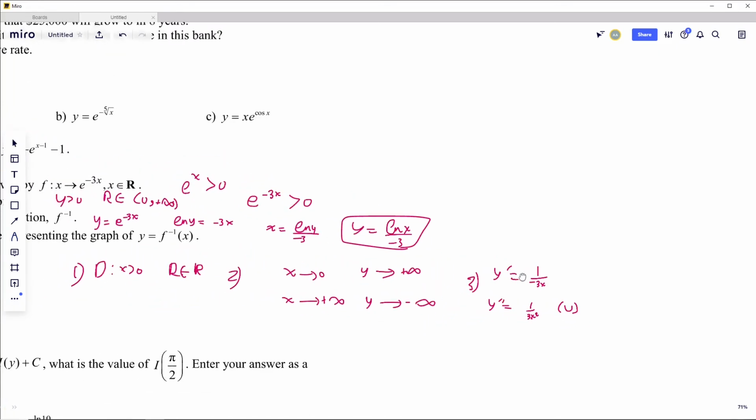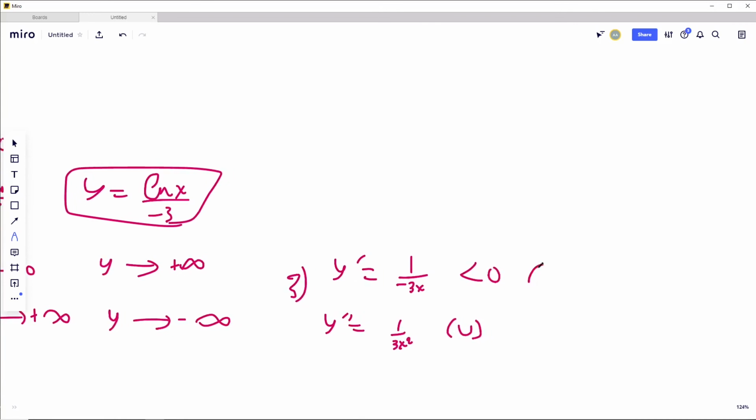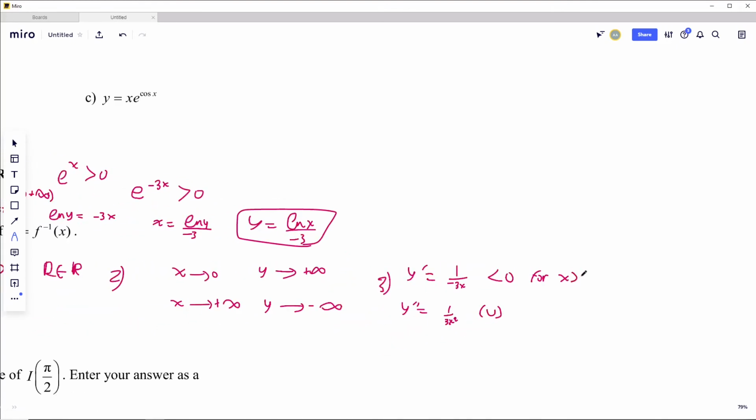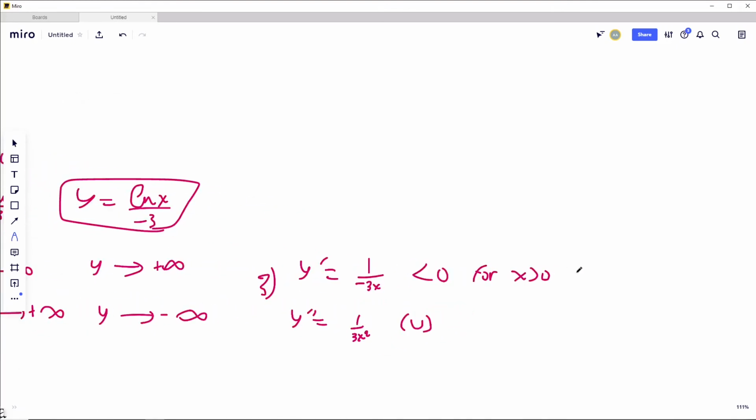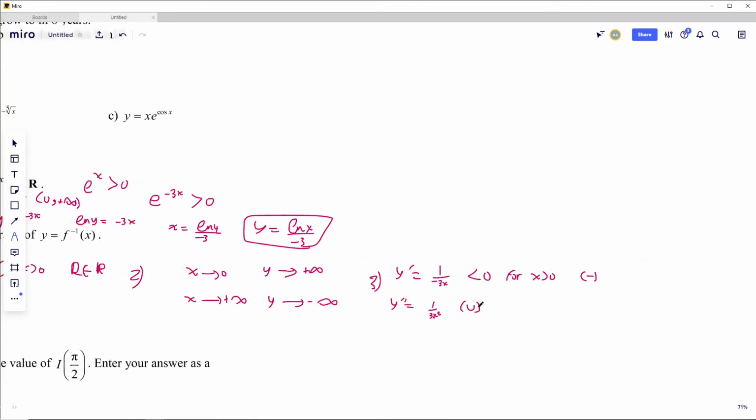We said x is positive. If x is positive, then times this negative is always going to be negative. So for x greater than 0, which is what we're restricted with, that means less than 0. So it's always decreasing, always decreasing with a concave up shape.